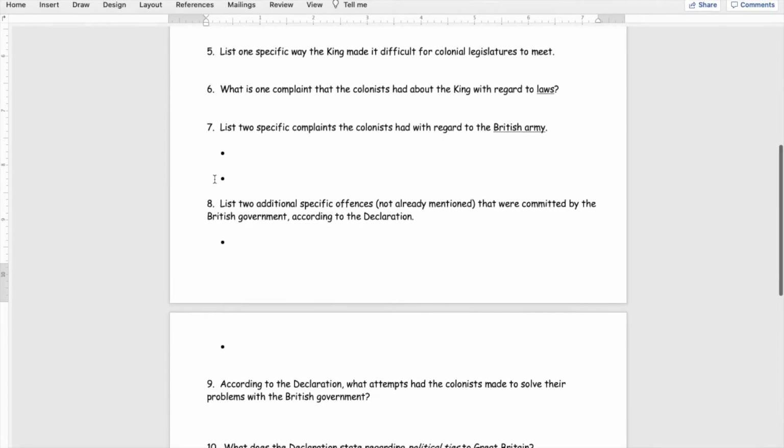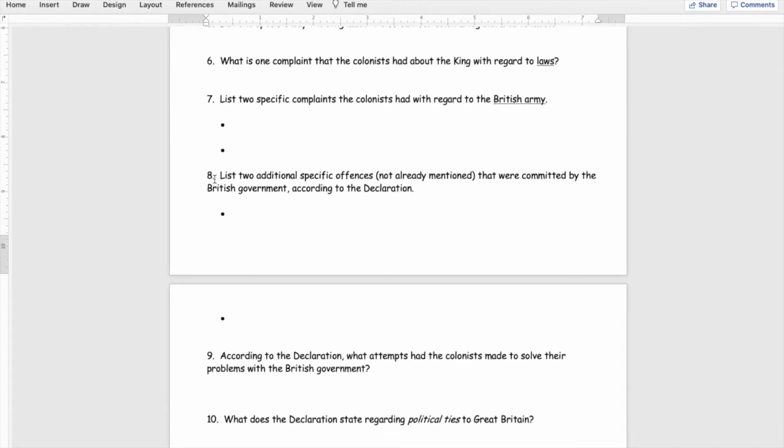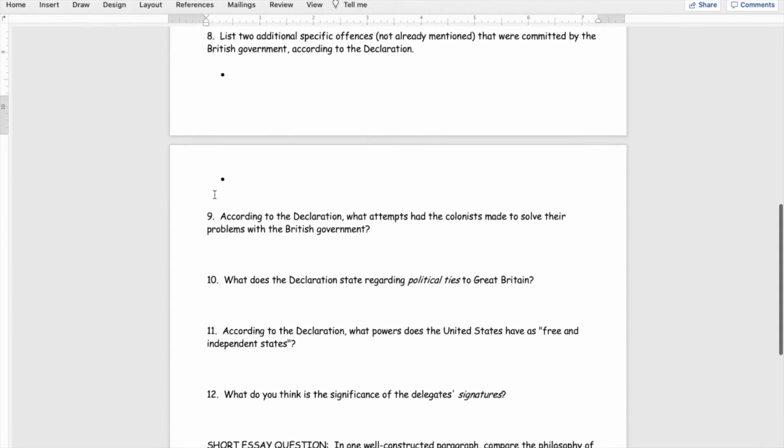Number 8 says list 2 additional specific offenses not already mentioned that were committed by the British government according to the Declaration. And here you could have said any other of the grievances that they listed that you haven't already put in number 7 or 6. So there was about 17 to 25. Any one of them would have worked. It was totally up to you.